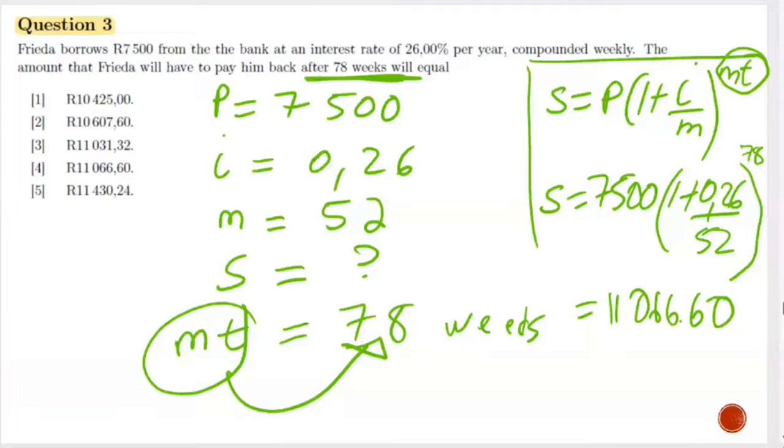Okay, so here what I wanted to highlight is that your time has already been put into compounding periods. So you don't need to be redoing it. As you'll see with our other questions, whereby we convert the years into compounding periods. Here it's already been done for us.